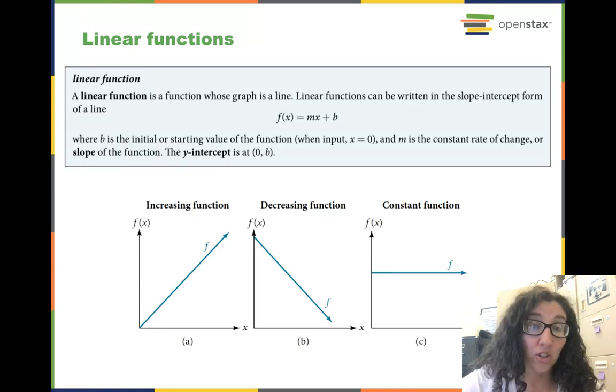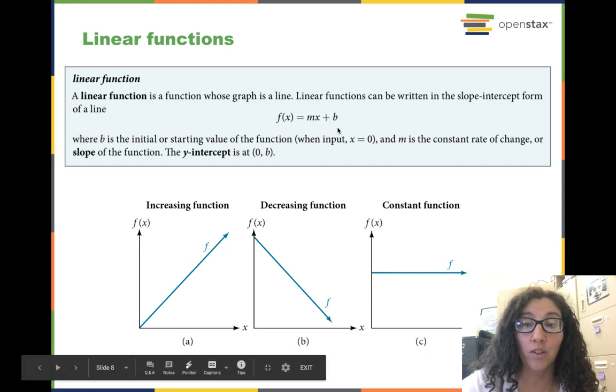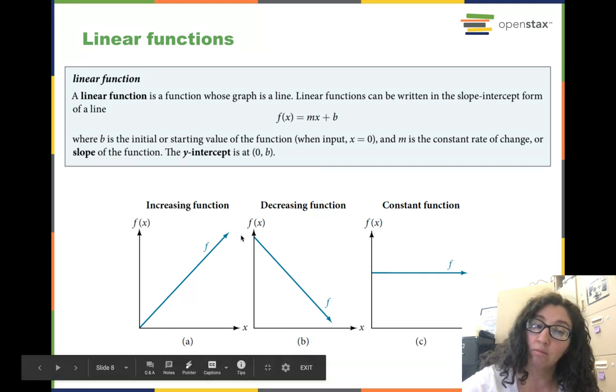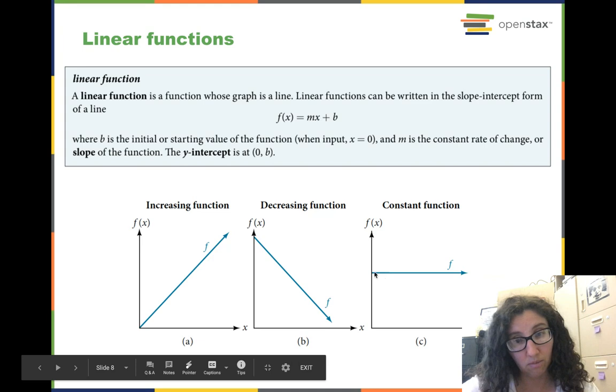All right, so the definition of a linear function: it's a function whose graph is a line, and it can be written in the slope-intercept form like this, f of x equals mx plus b, where b is the initial starting value of the function, and m is the constant rate of change or the slope of the function, right? And the y-intercept happens at (0, b). When x is 0, y is b. And the graphs could look one of three ways. They could be increasing, decreasing, or constant, right?